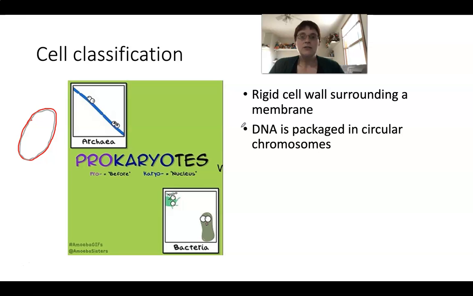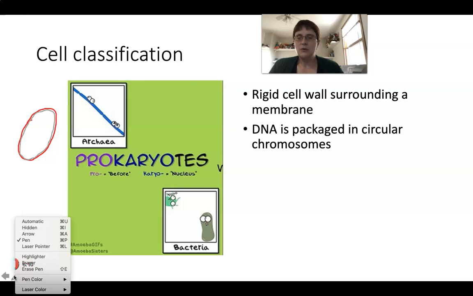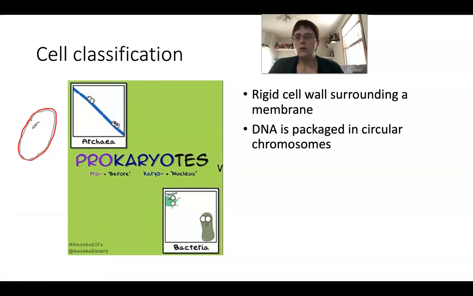The DNA, so they have genetic information in the form of DNA, but it's going to be packaged up in circular chromosomes. The chromosomes are just how we chop up the genetic information. So these guys are going to make theirs into big circles, and we'll see that's different from the other type of cells. So they're going to pack it into circular chromosomes.